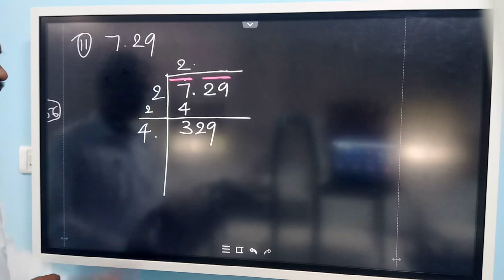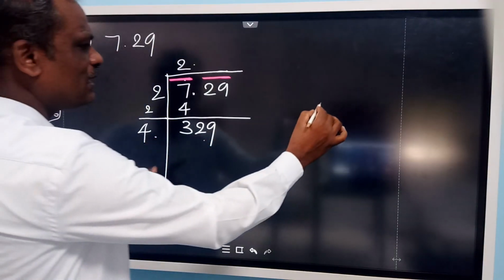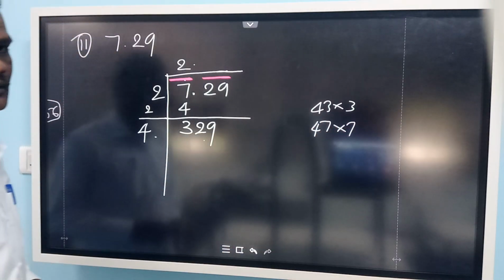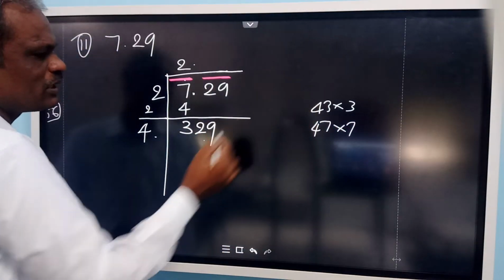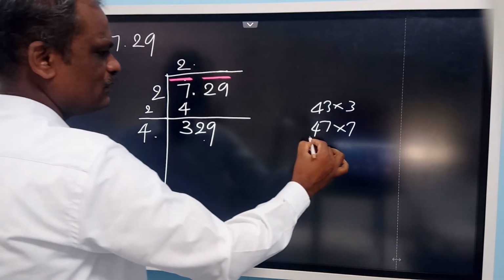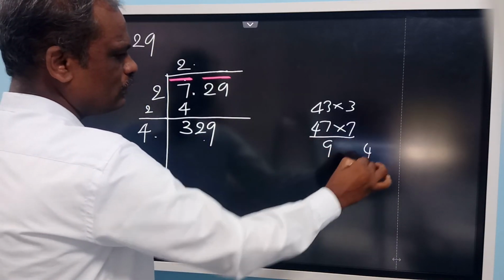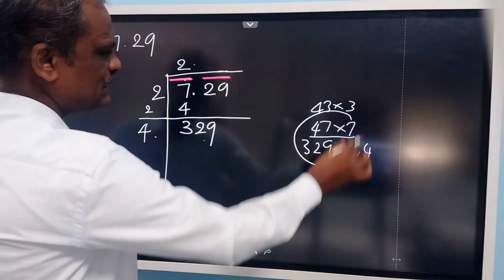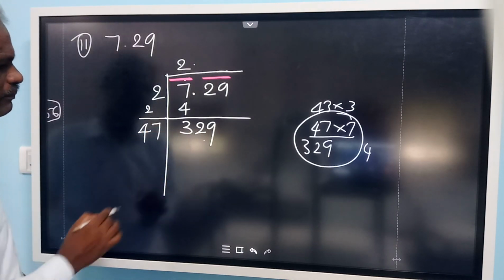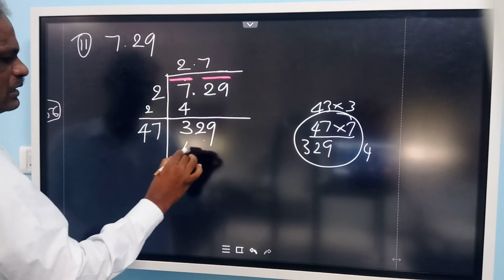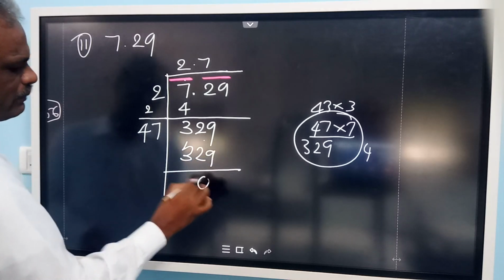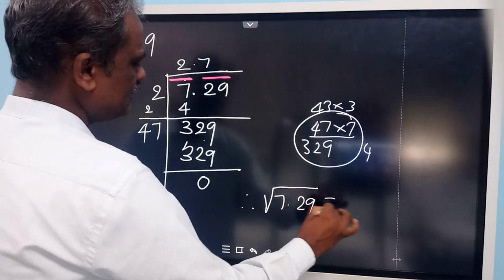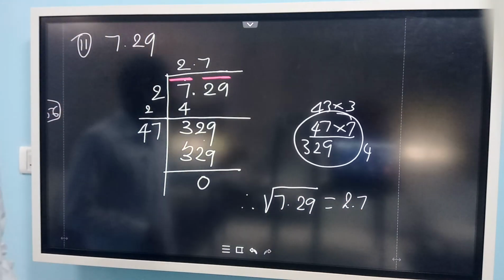Fill this blank. What should be multiplied? 9 will come in 43 into 3 or 47 into 7. Let us guess, 43 into 3 is a larger number compared to 3s. So 47 into 7. 7 7s are 49, write 9. 7 4s are 28 plus 4, 32. So this is correct, you can fill here with 7. Multiply with 7 also, so you will get 329. Subtract here, the remainder is 0. Therefore, the square root of 7.29 is 2.7.